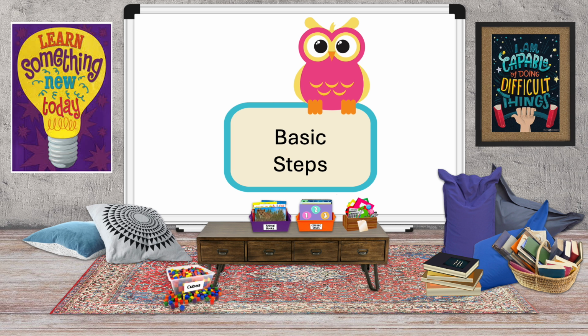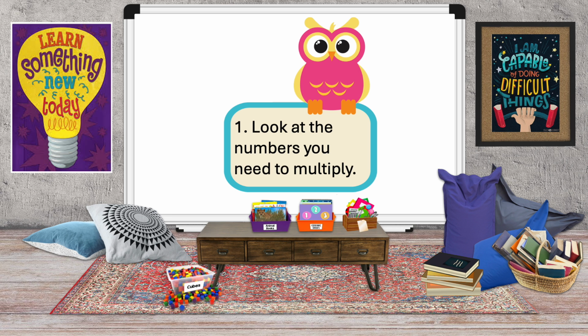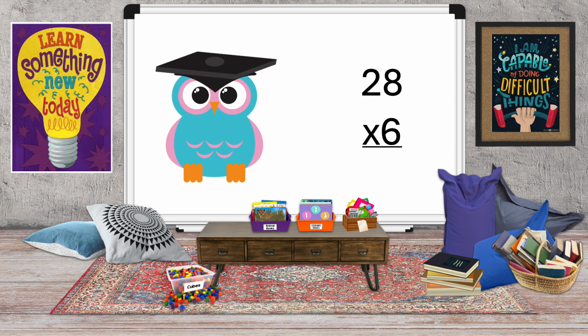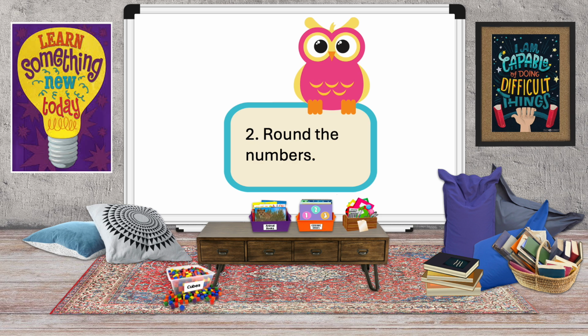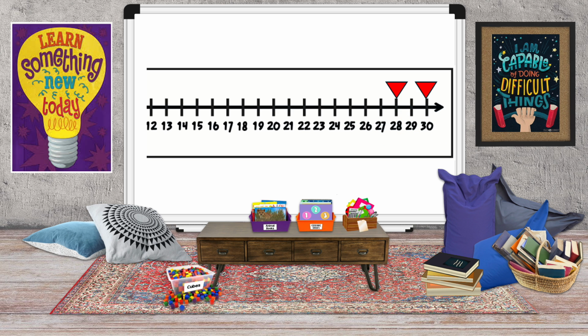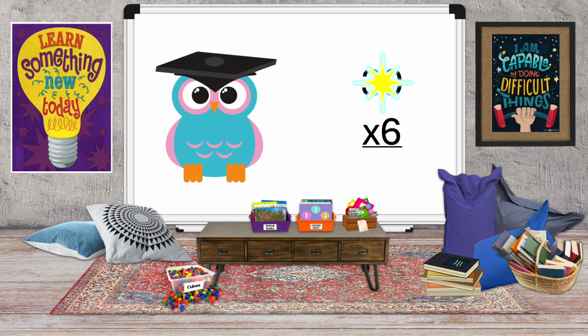Here are the basic steps for estimating products in multiplication. Step 1. Look at the numbers you need to multiply. Let's use 28 times 6 as an example. Our numbers are 28 and 6. Step 2. Round the numbers to ones that are easier to work with. We round 28 up to 30. 28 is closer to 30 than to 20. 30 is easier to multiply than 28. We can keep 6 because it's already easy to work with.